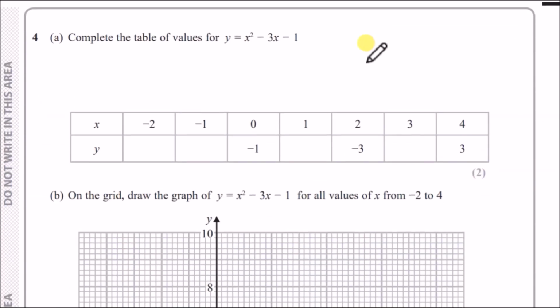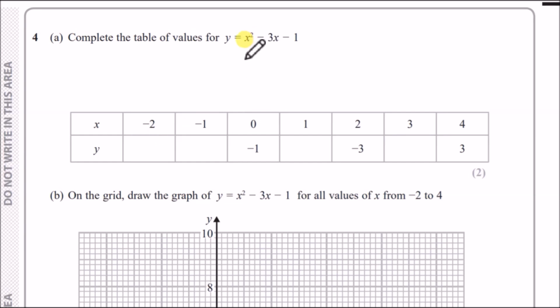Alright, number 4. Complete the table of values for y equals x squared minus 3x minus 1. I'm not gonna lie, these questions are really okay, because you've got a table of values, and all you have to do, guys, is replace your x values with these numbers. Like replace x with minus 2, and then you just get an output of y.